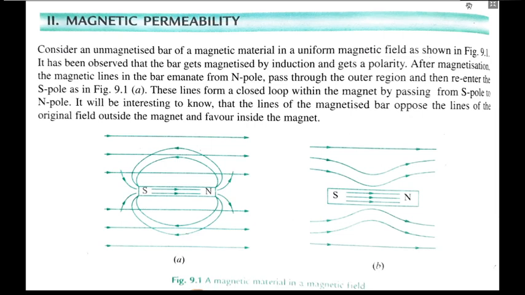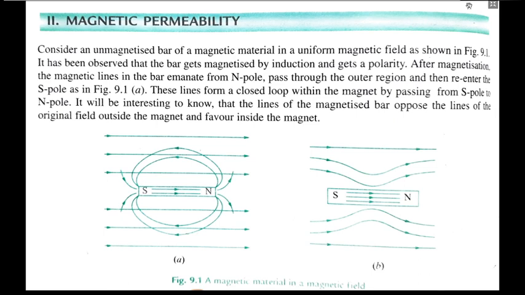Hi friends, this is paper number PH6503, unit 2, that is the magnetic property of a material in the solid state physics topic.